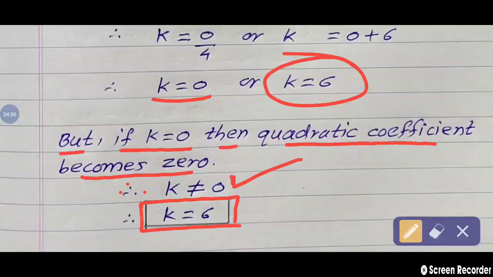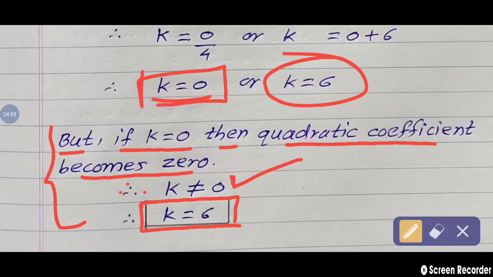Suppose some students are not writing this last condition. Suppose they get two values and say that is the final answer, and this last condition is not written there, that the quadratic coefficient becomes 0 if we consider k equal to 0. Then 1 mark is reduced for that student. So be careful, because k is the coefficient of the quadratic term, that is the x squared term, and that's why we discarded this value. Only one value remains, therefore k is equal to 6.